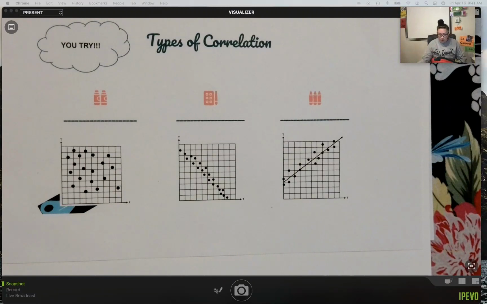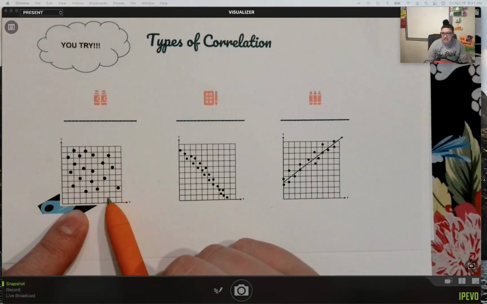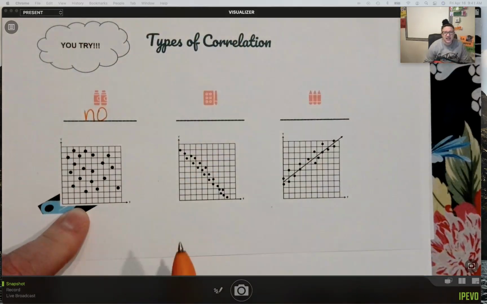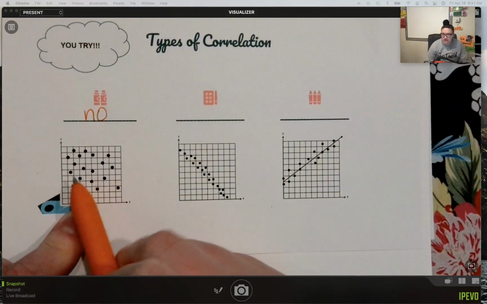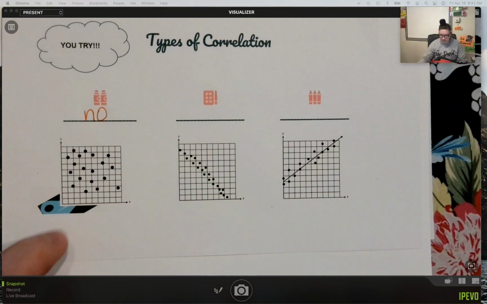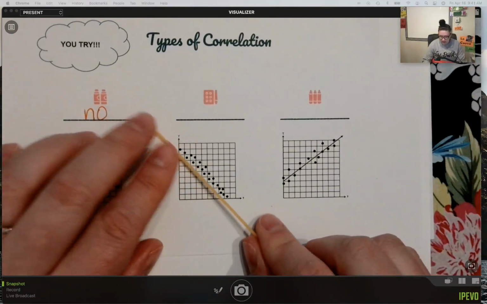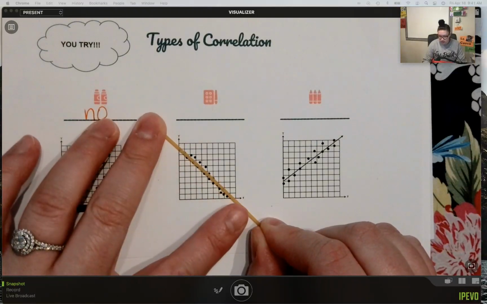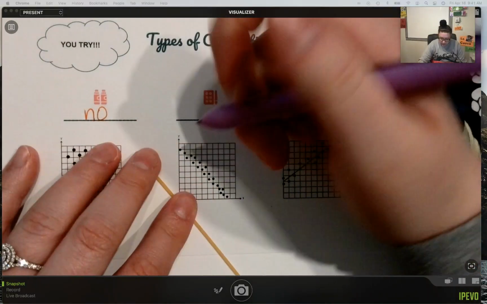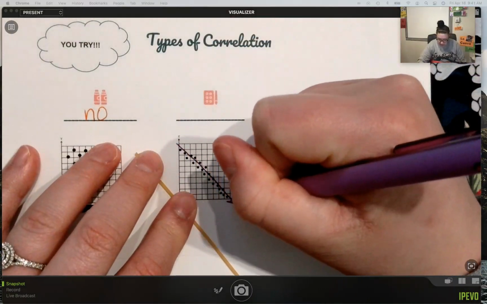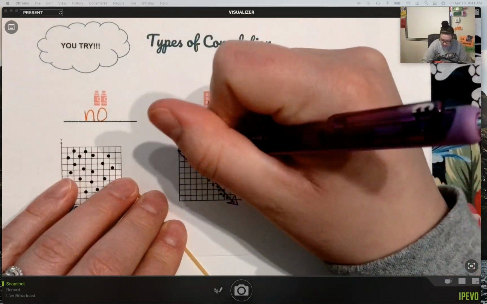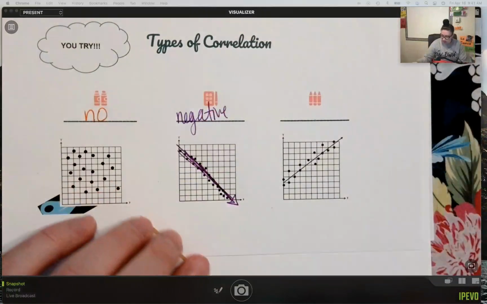All right. Hopefully you saw that this ugly, just bunches of dots all over the place, there is no correlation there. It kind of looks like the chocolate chips in a cookie. They're spread out all over the place. Here, I see my spaghetti fits real nice right there, where I have a negative correlation. My line is decreasing from left to right. Negative correlation, my line's going down.